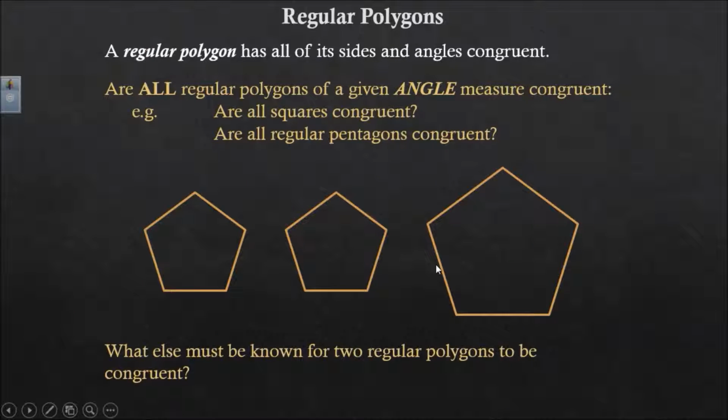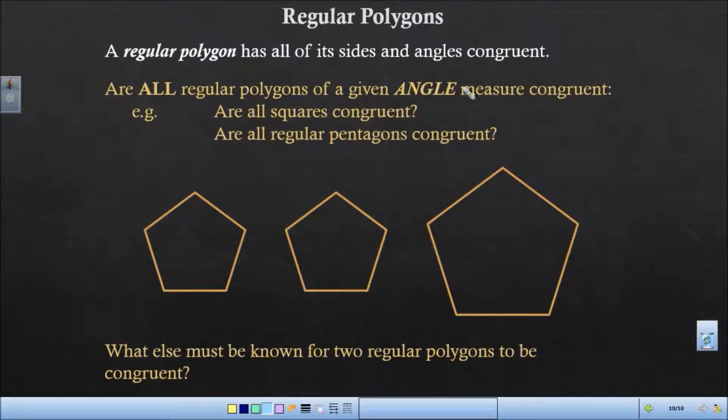All right, this is the final slide. It's in here because we need to talk about regular polygons real quick. First of all, regular polygons have given angle measurements that are congruent. So all the squares have 90-degree angles, they're all congruent. All regular pentagons have congruent angles. I don't remember their angle measure off the top of my head, but they are all congruent.